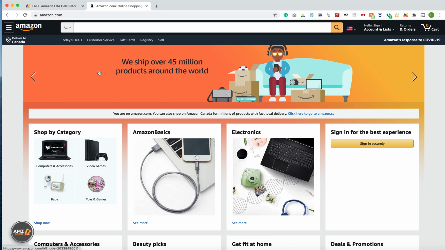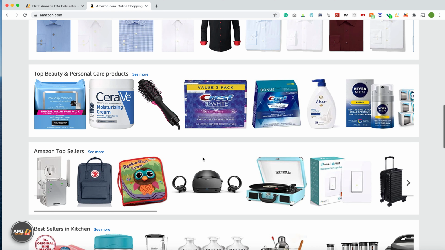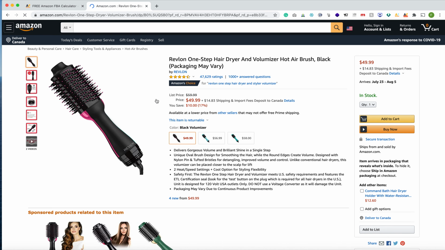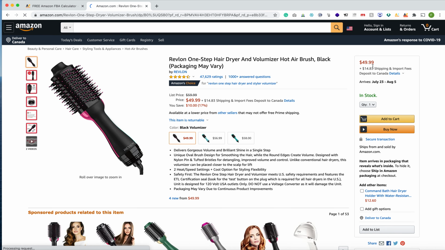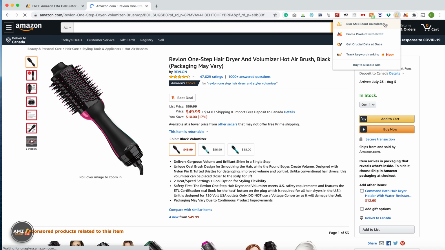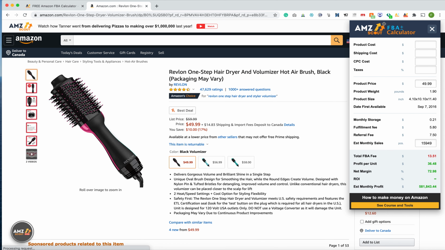All right, so right now I'm on Amazon, and I'm going to select a product. Let's see this one. It's nothing specific, it's just showing me products. I'm going to click on it, and it tells me it's $49.99. So you just activate the plugin over here, the Amazon Scout FBA calculator. Let's click it, run the calculator, and it's going to go through its database.